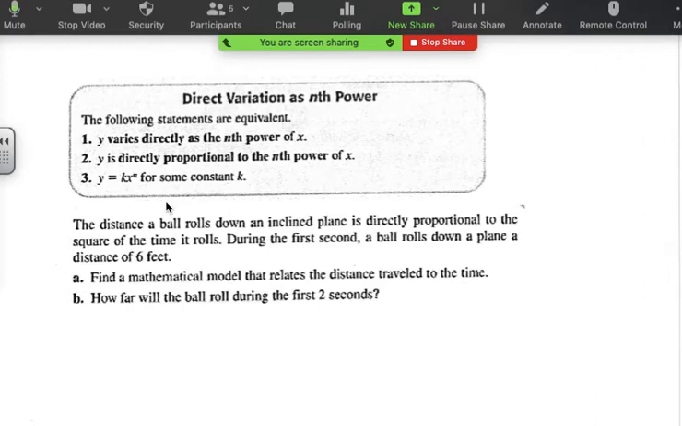And the equation looks kind of similar. We still have y equals k times x, but now we have this new thing that we are going to be seeing, a power of some sort. So instead of it just saying y equals k times x, it could say y equals k times x squared, or y equals k times x to the third power.